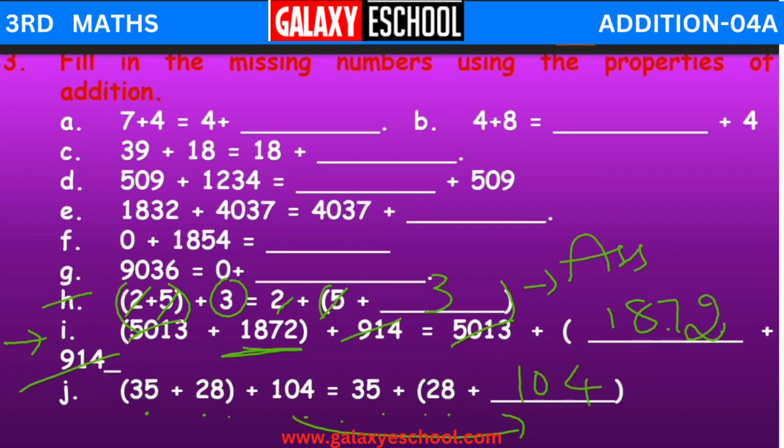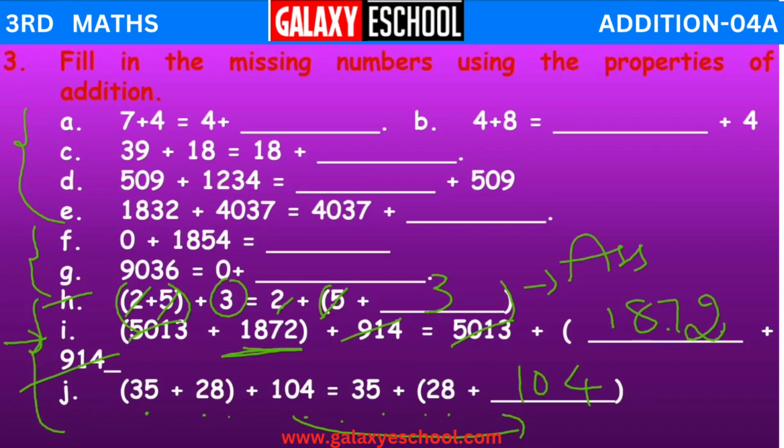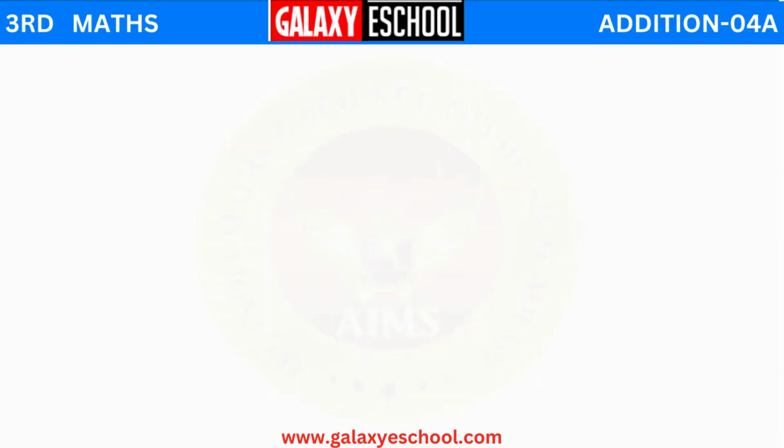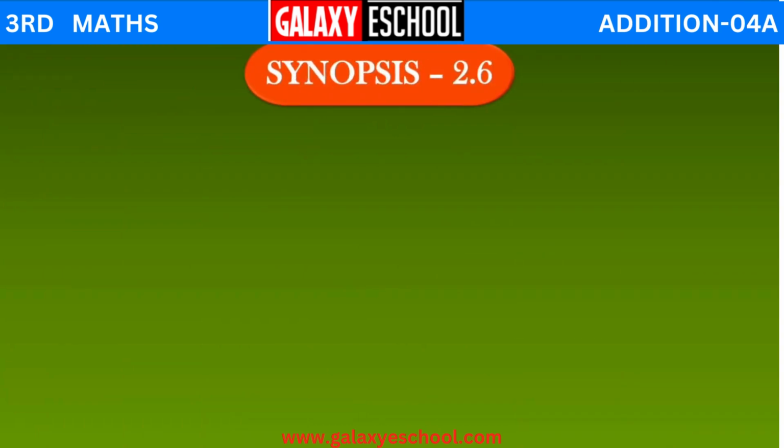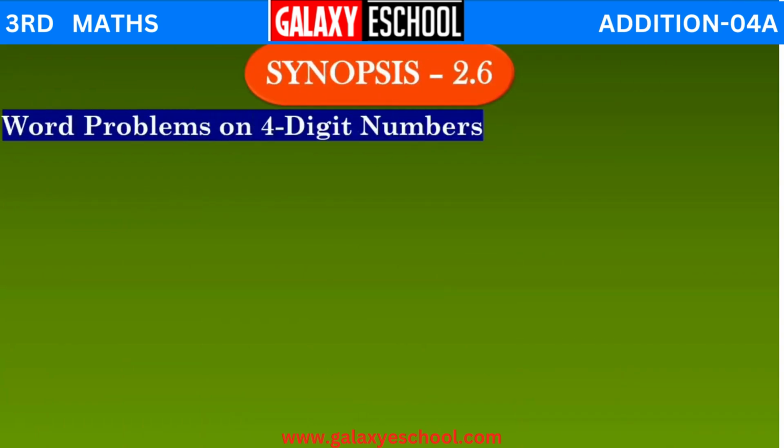It is missing. So 104 becomes the answer. Understood, children? Questions A to E were from the commutative property. F and G were from the additive property of 0. H to J were from the associative property of addition. I hope this was clear. What did we discuss till now? We discussed only the homework problems.